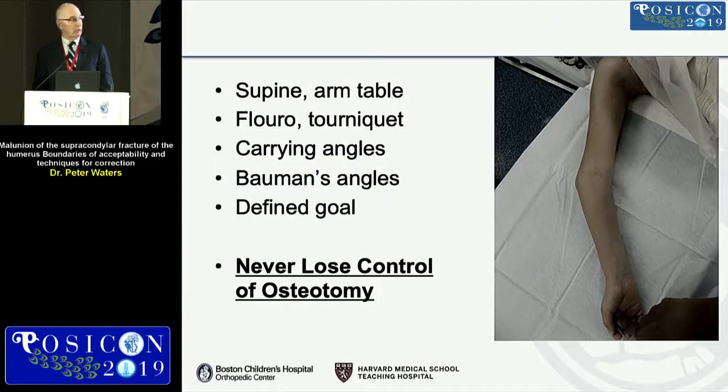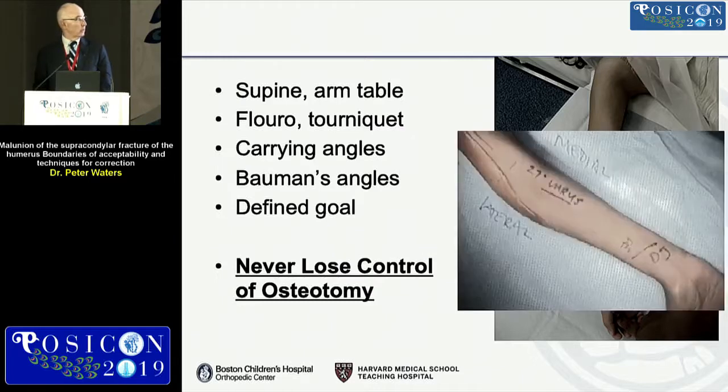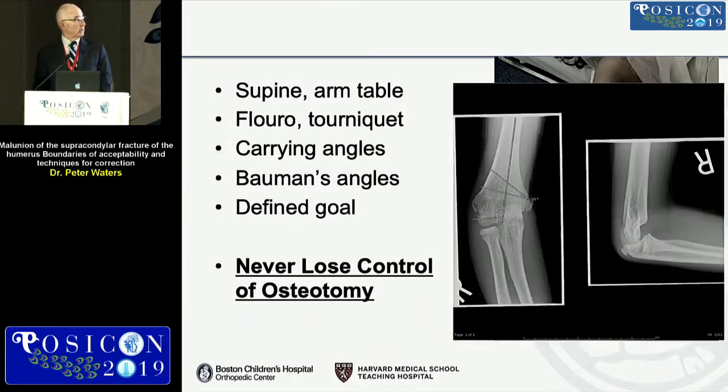And the complication rate for this is up to 25% in the reported literature, and I think almost always it's because you lose control of the osteotomy. So here's our desired correction. This child's got 27 degrees of varus. We know the carrying angle compared to the other side. Here's our preoperative radiographic planning, so we're trying to get a 25-degree correction.